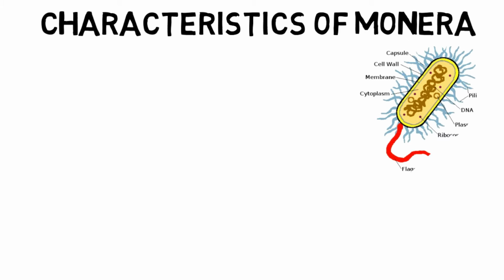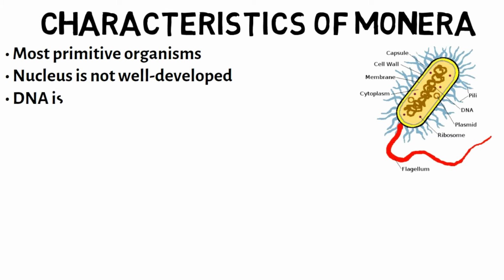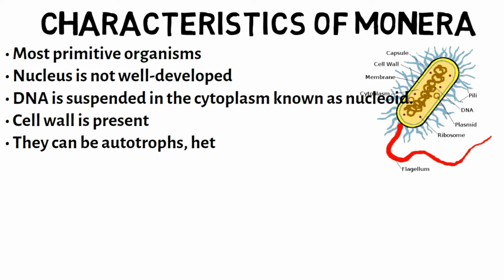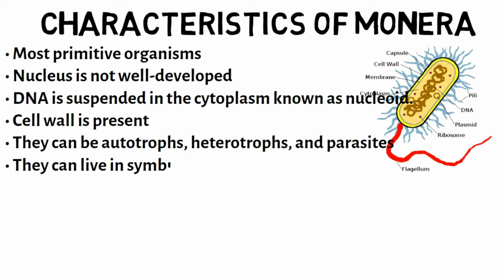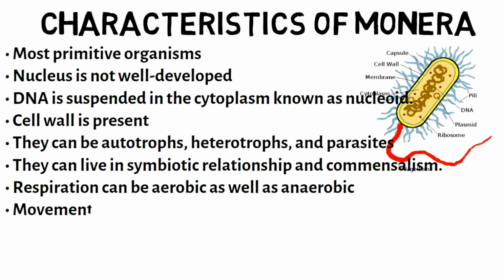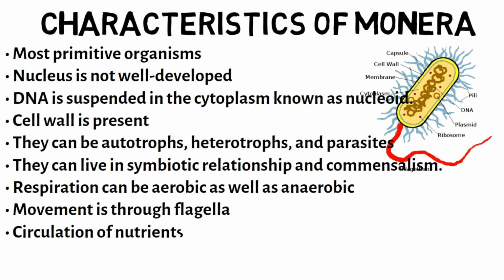Characteristics of Monera. Most primitive organisms. Nucleus is not well developed. DNA is suspended in the cytoplasm, known as nucleoid. Cell wall is present. They can be autotrophs, heterotrophs, and parasites. They can live in symbiotic relationship and commensalism. Respiration can be aerobic as well as anaerobic. Movement is through flagella. Circulation of nutrients and gases occurs via diffusion.